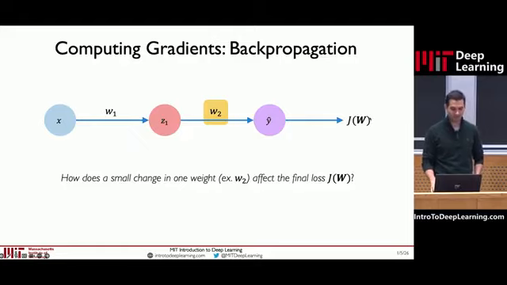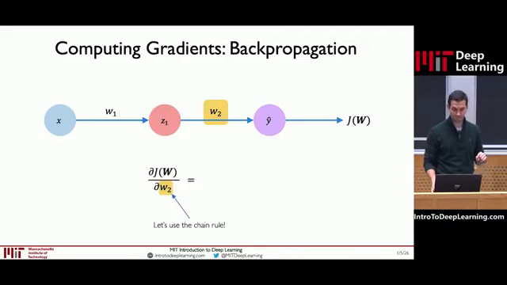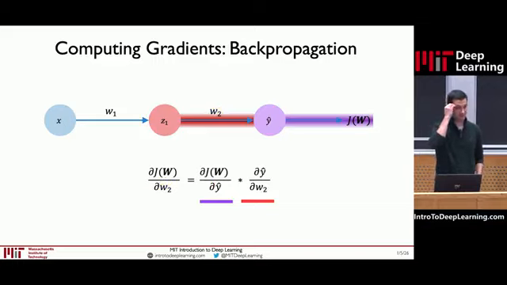So X goes to a single neuron, goes to a single output, goes to a loss. Let's visualize what this would look like if we wanted to compute the gradient of our loss with respect to our weight, W2, which tells us how a small change in W2 affects our loss J. Okay, so let's write it out as a derivative. This is the derivative of J with respect to W2. Now to compute this, we can use the chain rule. We can decompose dJ/dW2 into two parts. The first part being dJ/dy times dy/dW2. This is just an application of the chain rule.